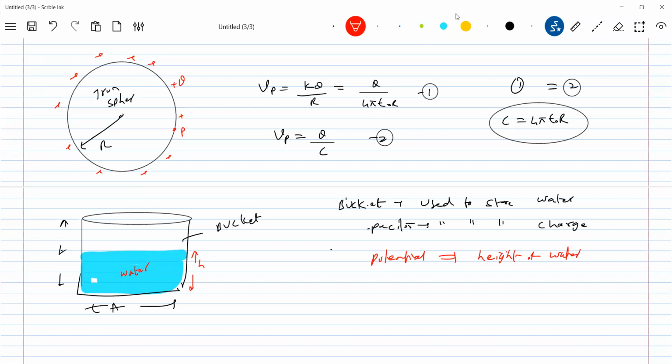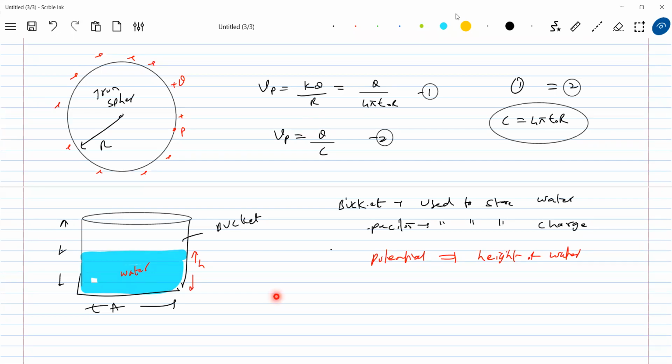As the amount of water increases, what happens to the level? The level will increase. Similarly, as the amount of charge increases, the potential also will increase. I'm just trying to correlate here. As the amount of water increases, the level will increase. Similarly here, as the amount of charge increases, the potential increases. So like that, the level of water is similar to potential.